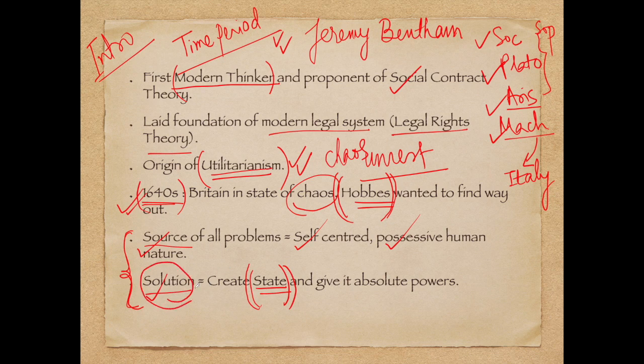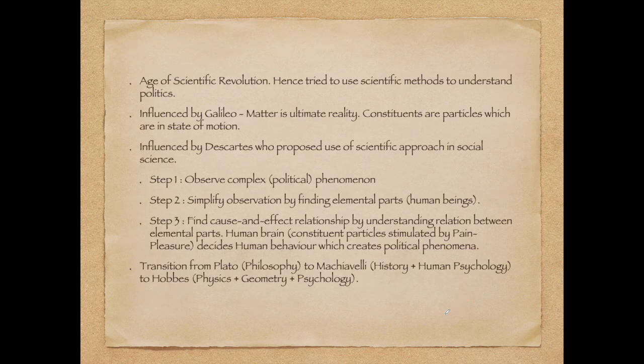The state did not have any kind of divine sanction or any kind of metaphorical meaning. It was supposed to be created as a solution to cure the problems that existed in human society as a result of the self-centeredness and possessiveness of human beings. And once the state is created, it had to be given absolute powers. We'll see in the later part of the video why giving a state absolute powers was justified by Hobbes.